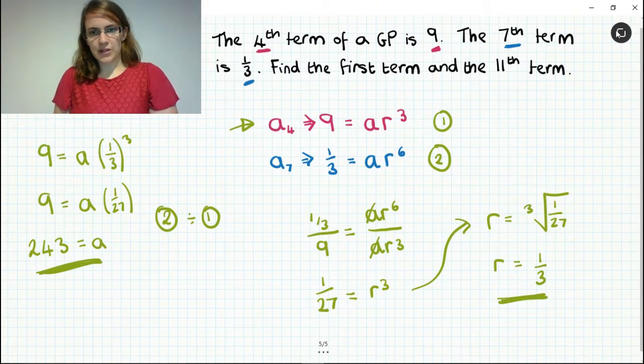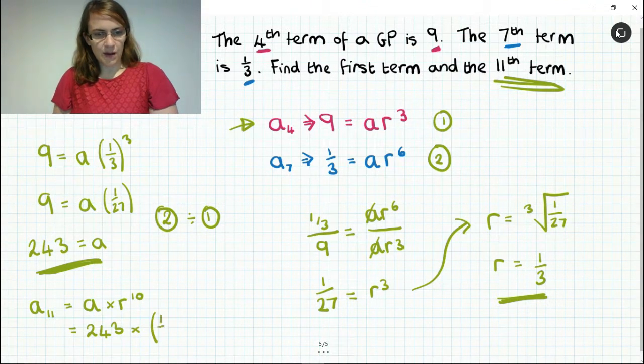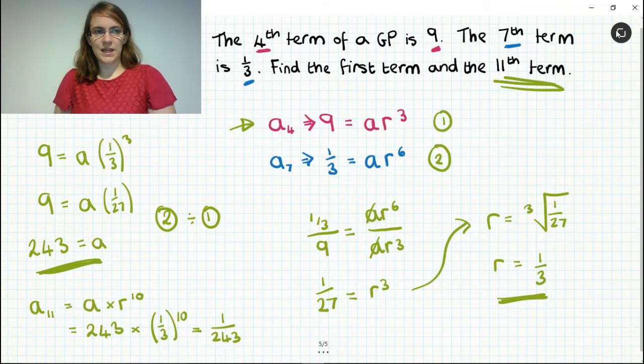We haven't quite finished the question yet because we are also asked to find the 11th term. So to find the 11th term, nice and simple now, we know that we just take our first term and multiply by our ratio 10 times. So we take 243 and multiply it by a third to the power of 10, and that gives us 1 over 243, which you could convert to a decimal, but I find it's always best to leave these answers as a fraction unless told to do otherwise, because it is more accurate.